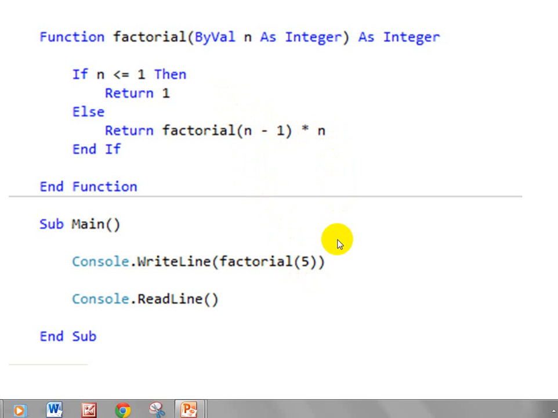Now we have 4 passed back, which is 3. 3 times 20 is 60. Then we have 2. 2 times that is 120. And then we have 2 minus 1, which is just 1. And 1 times n. So constantly n is being passed the new value after our method has looped until it reaches 1, and then we exit.